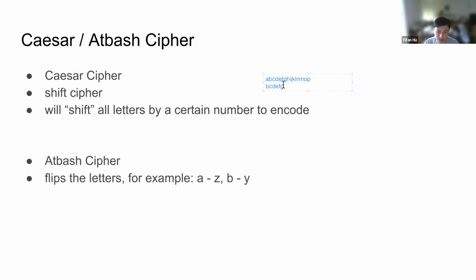The Atbash cipher is the same thing, except instead of shifting it, you flip the alphabet. So instead of A going to a certain thing, it just goes to the last letter, and then B will go to Y, and then X, and so on. So A will go to Z, B to Y, and C to X. So these are the simplest ciphers.